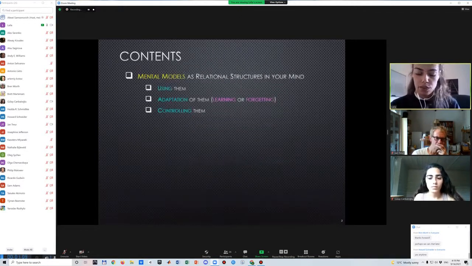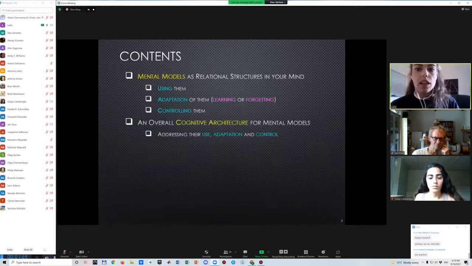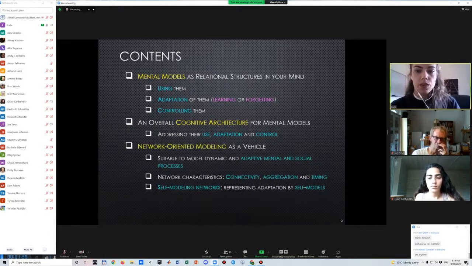So I'll quickly go over what we are discussing. First of all, the concept of mental models as relational structures in our mind. So how to use them, how to adapt them, and how to control them as well. Then, based on the mental models, I will introduce an overall cognitive architecture for mental models. So again, how you can use, adapt, and control these. And finally, I will just give some applications on how and where this can be used.